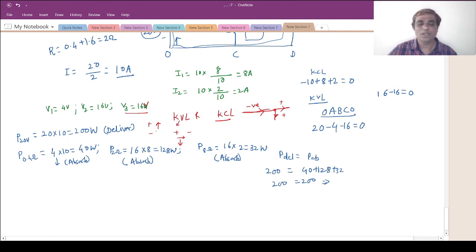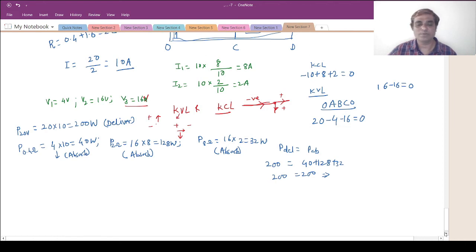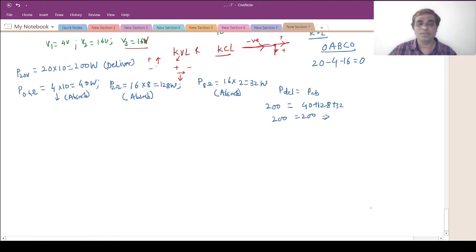If you know the instantaneous voltage and current, you will be able to know the instantaneous power also. From that we can conclude that for a given network or circuit, it doesn't matter whether it is R, L or C, if I know all the currents and voltages, then KVL and KCL must be satisfied, and power balance must also be noted.